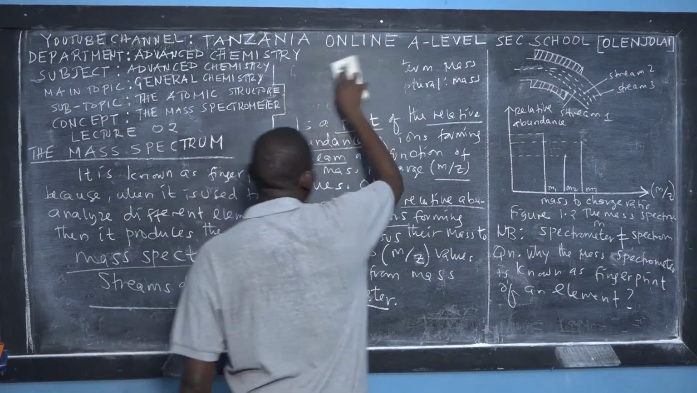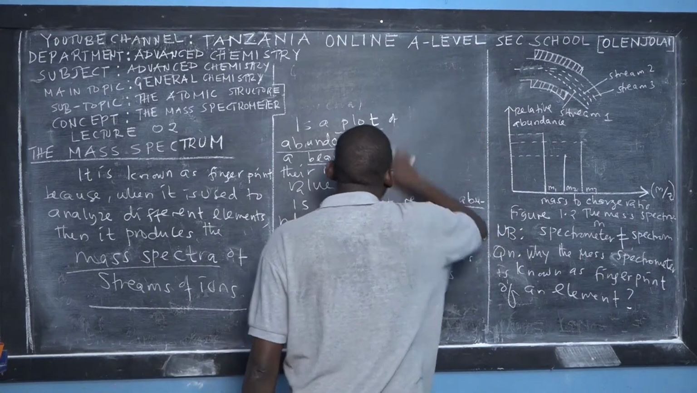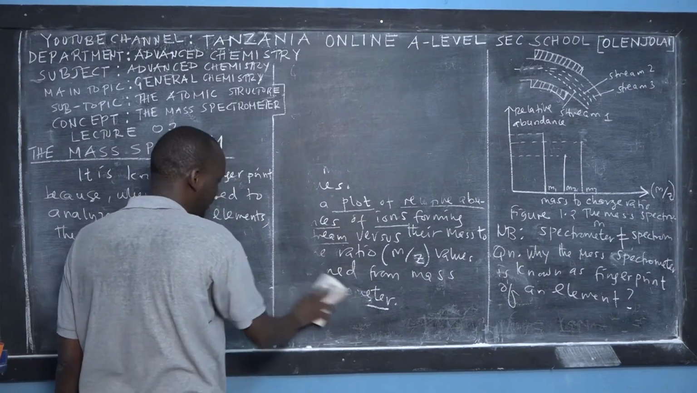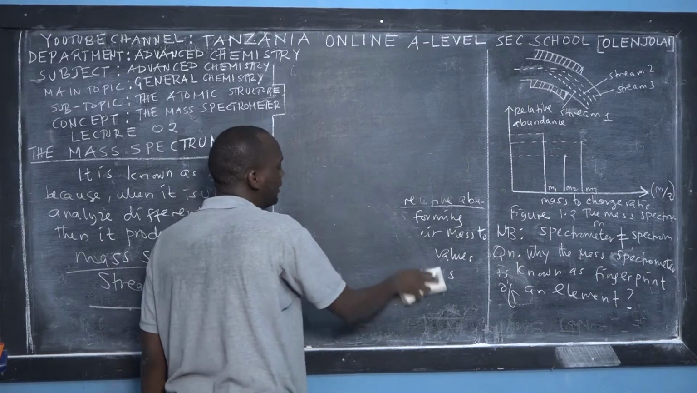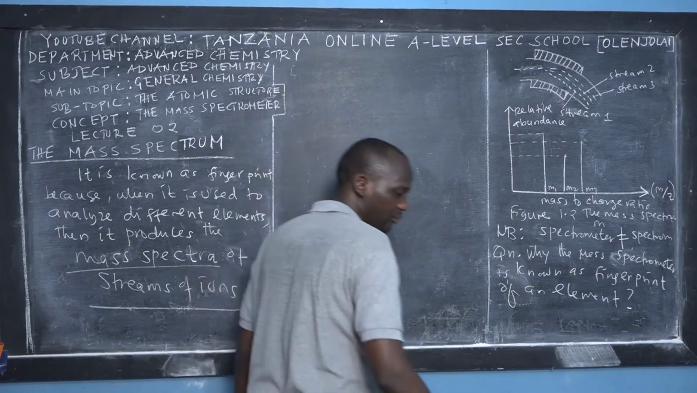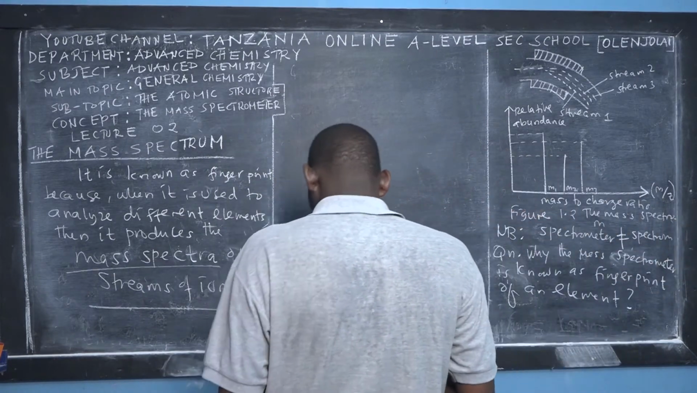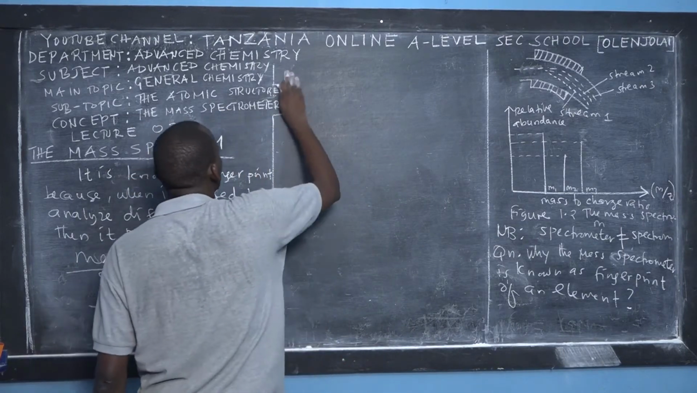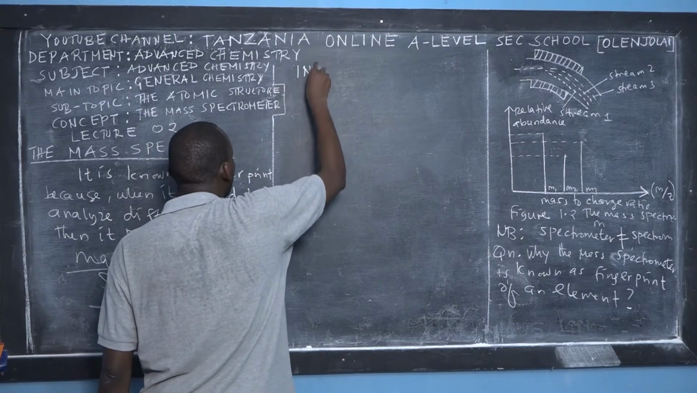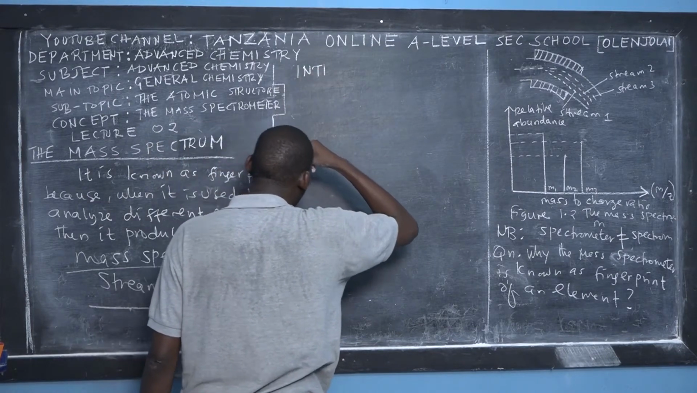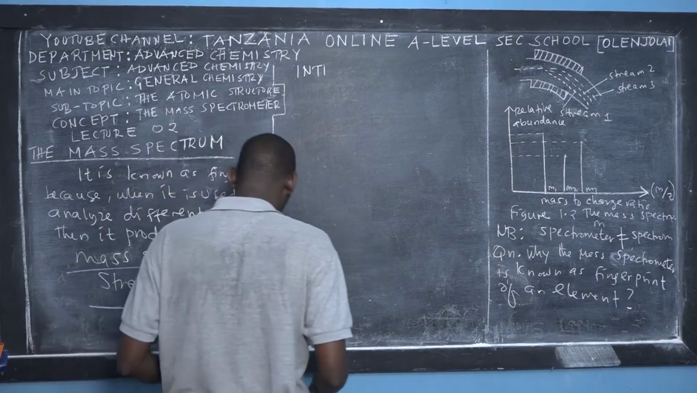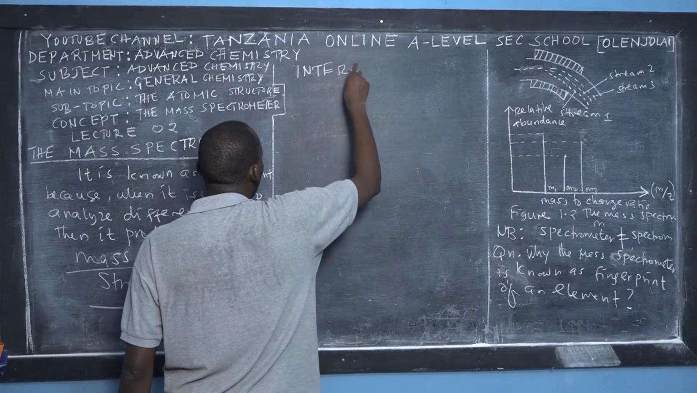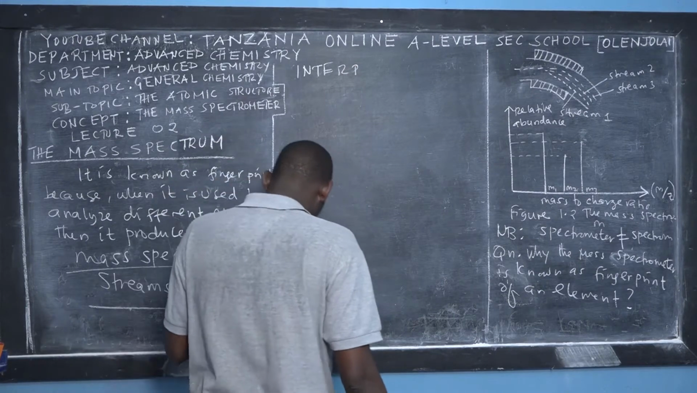Is it interesting? Yes, it is interesting. So now we can call the mass spectrum a fingerprint of an element. Very interesting in advanced chemistry. Our interest right now is, because I told you that in this lecture we teach you the results of the mass spectrometer, how do we interpret it? So let us go to a little subtitle called the interpretation.